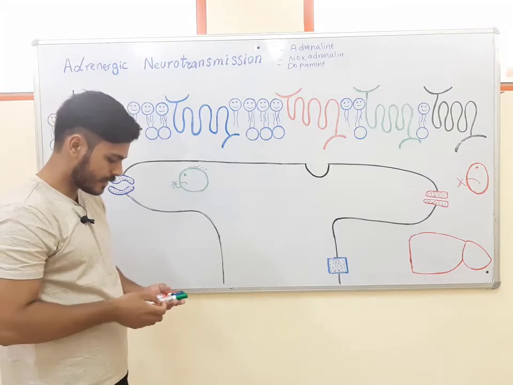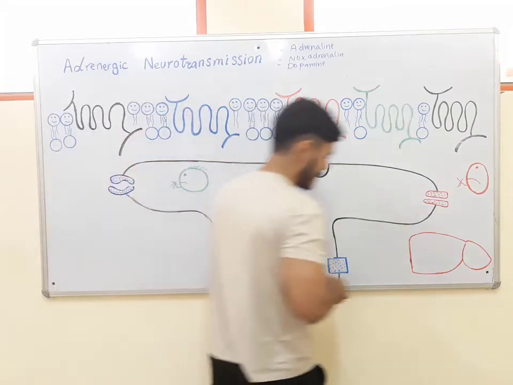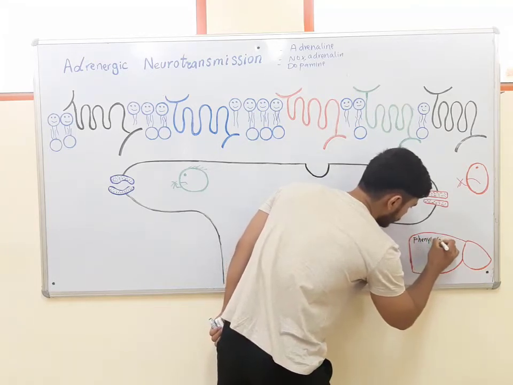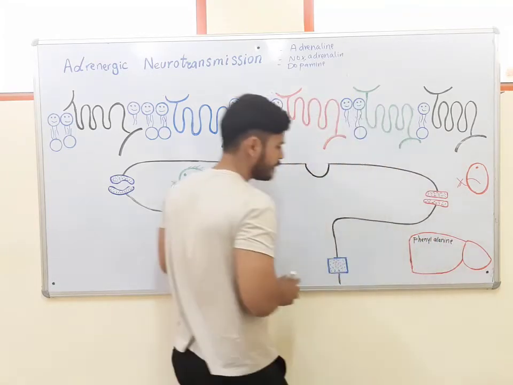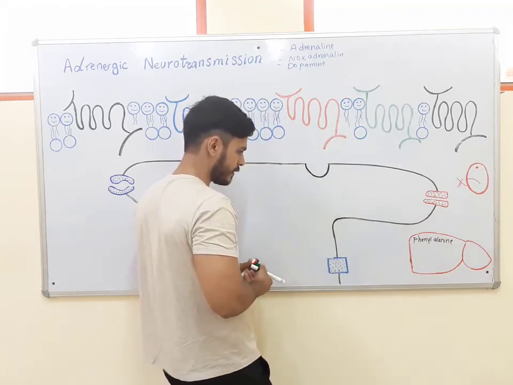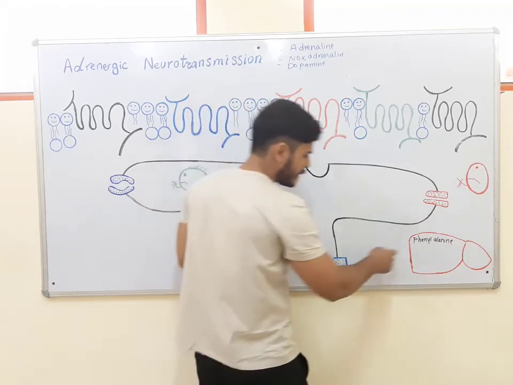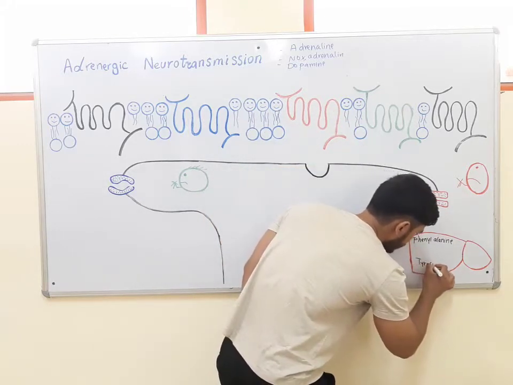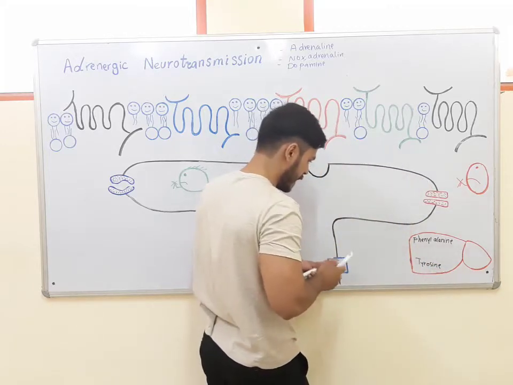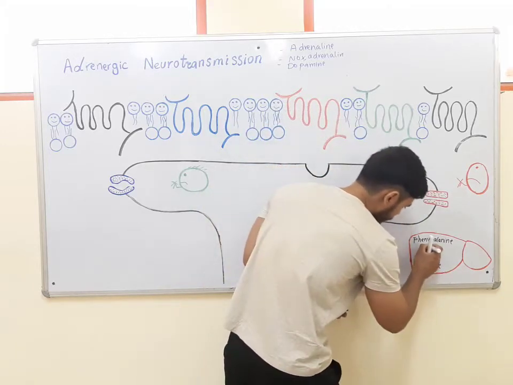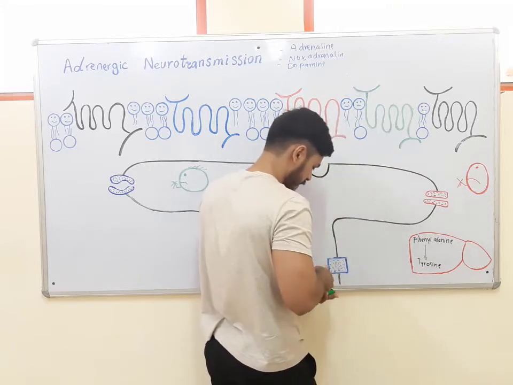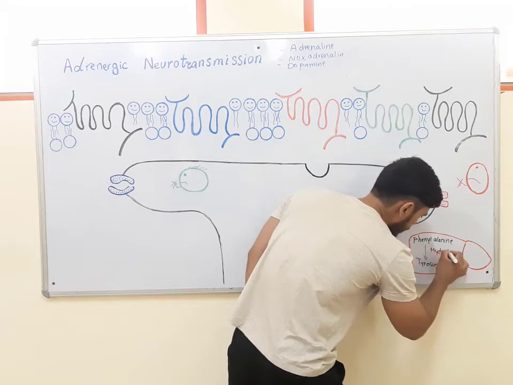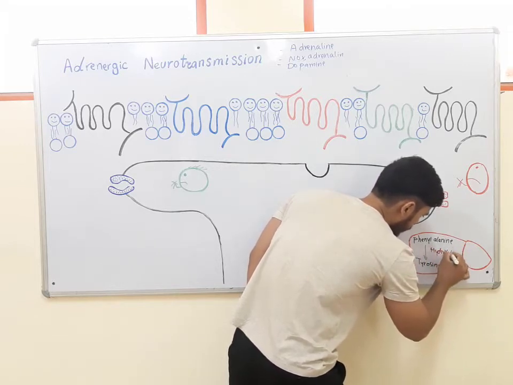The precursor for catecholamine is phenylalanine, which we take in by diet. In the first step of synthesis of catecholamine, we convert phenylalanine to tyrosine by the mediation of the phenylalanine hydroxylase enzyme. This step occurs in the liver.